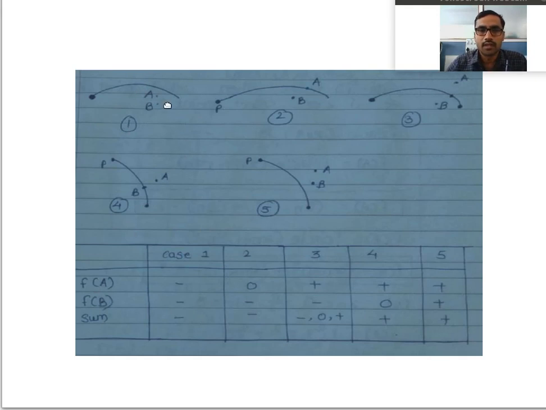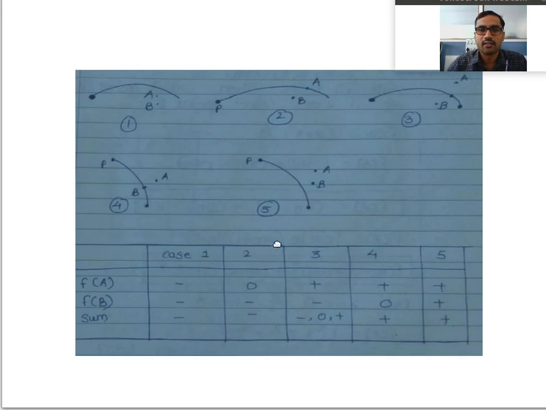Function of A, as A is inside in this diagram, the sign of this function of A, that is x square plus y square minus r square, will produce a negative sign. Function of B again will be negative, and the sum of these two functions, function of A plus function of B, again two negative values are added, will produce one more negative value.